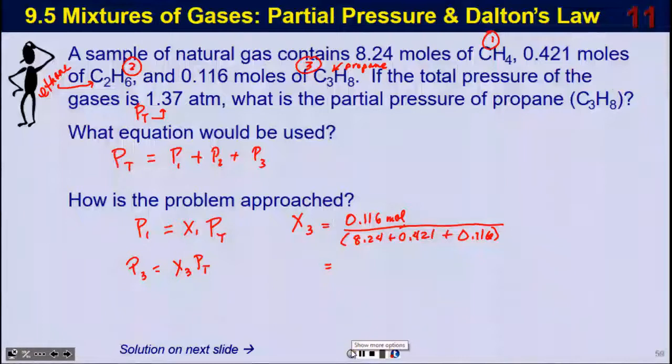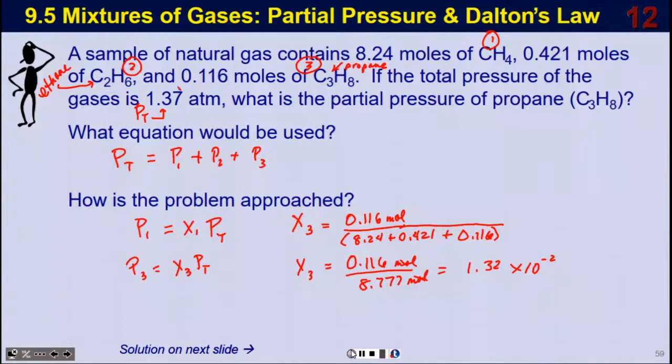So working out this problem stepwise, you get 0.116 moles divided by the total moles, which is 8.777 moles, and it's a fraction, so there will be no units on it. And the answer to that calculation becomes another value that we can use in determining the pressure. So 1.32 times 10 to the minus 2 is the mole fraction of gas number 3, in this case, propane. All right, so you can see we're getting it set up, and we're going to use that mole fraction, and we'll be able to use the total number of moles to figure out the individual pressures.